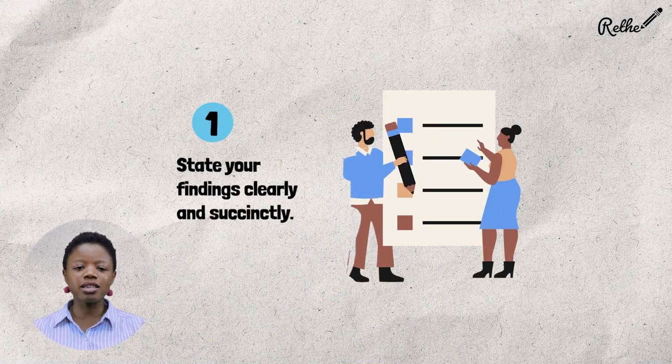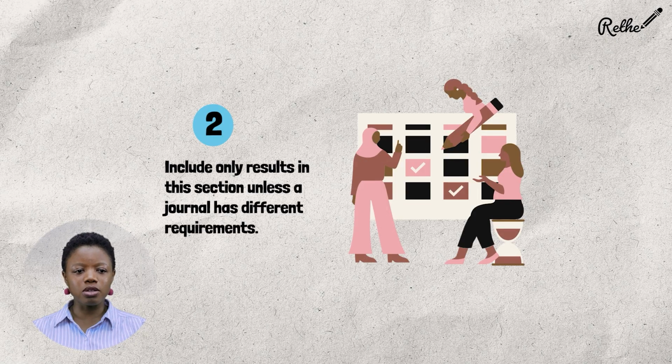Here are 3 things to remember when writing the results section. 1. State your findings clearly and succinctly. 2. Include only results in this section, unless a journal has different requirements. Some journals combine the results and discussion. Others have the results and discussion before the methods, which means you have to mention some of the methods and analysis in the results to help the reader understand how you arrived at the results.